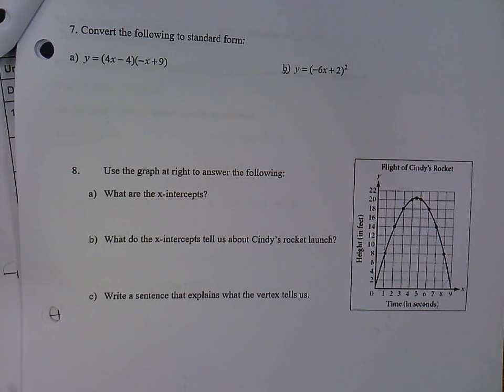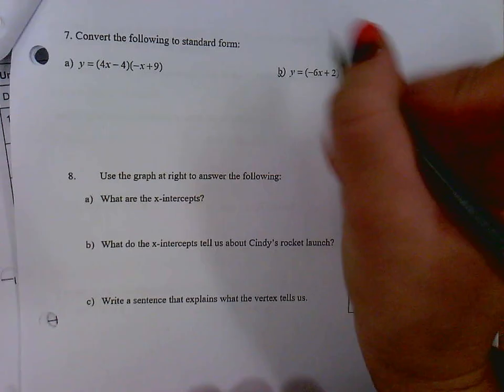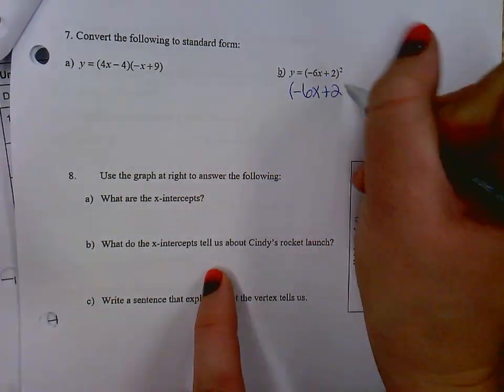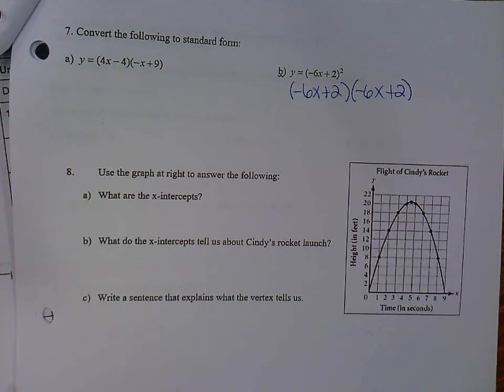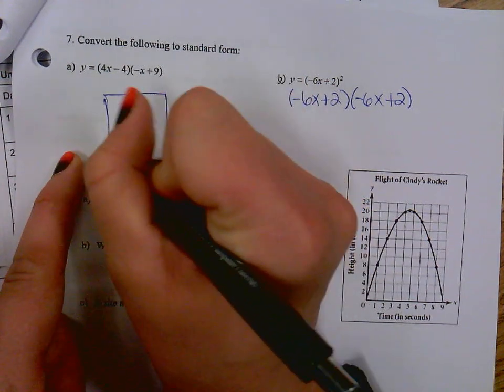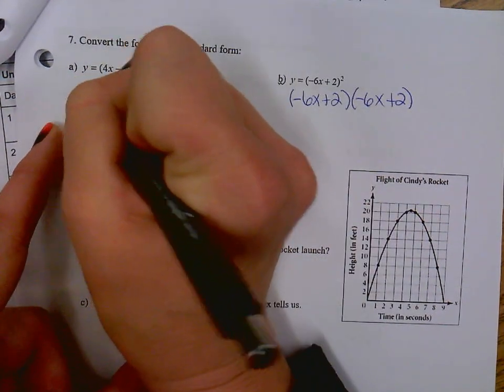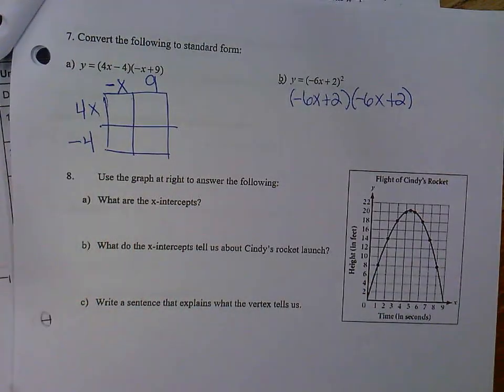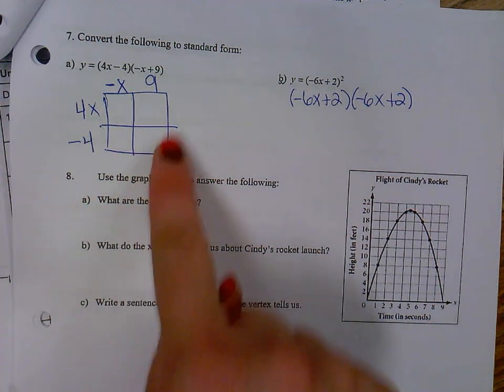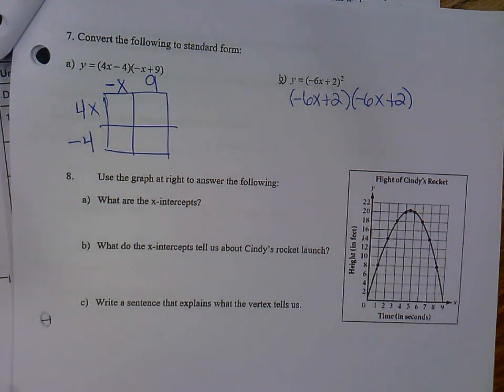Make sure when you do 7b, before you start, you write out negative 6x plus 2 times negative 6x plus 2. You are not allowed to just distribute this squared symbol. You have to use the box method. Does everyone remember the box method? I think you were pretty good at the box method, right? You just write out your 2 by 2 box like this, and you've got 4x minus 4 on one side, negative x plus 9 across the other side, and you're going to multiply to get the inside of the box. And then you're going to write your final answer.